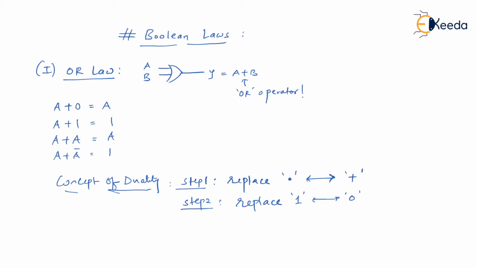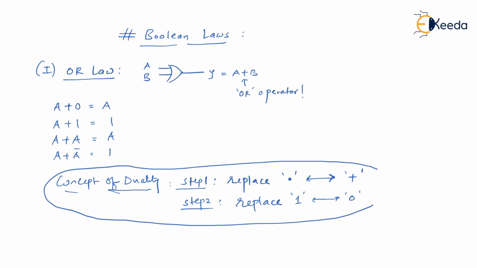Please understand, we never ever replace A with A bar or A bar with A. Please understand that, because I find students really make this mistake while applying duality. So please understand the concept of duality. It means if a particular relation is true, its dual is also true. But whenever you take a dual, you have to replace product with sum and sum with product, replace 1 with 0, and replace 0 with 1. I hope you understand that.